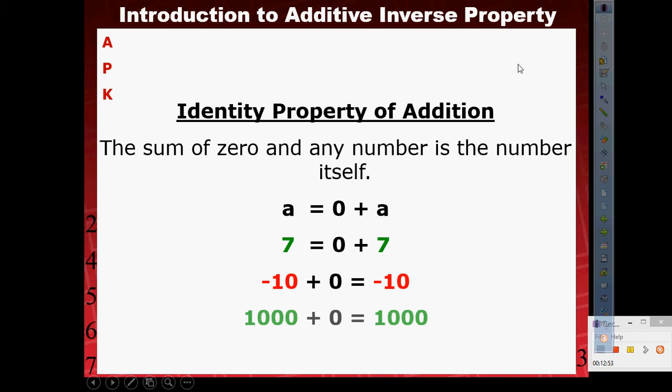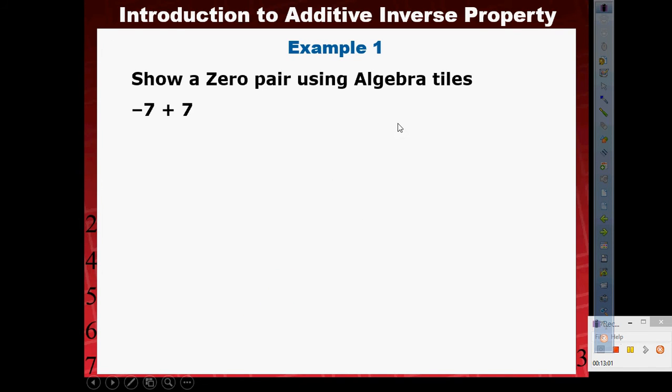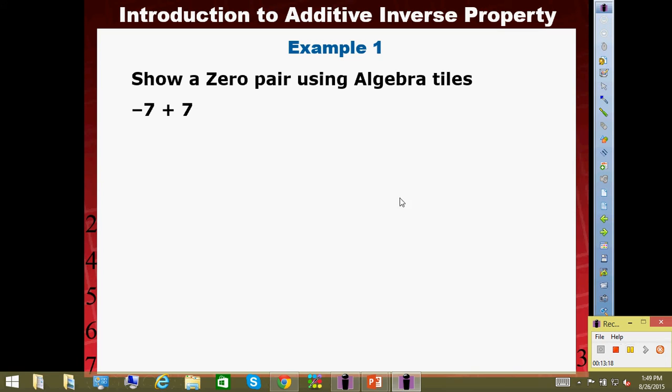Okay? So with that said, underneath the Frayer model, copy this example down, please. You have about 7 lines underneath that Frayer model, right? Copy example 1, and it says, show a 0 pair using algebra tiles, negative 7 plus 7. Copy that, and then I'll show you what to do next. Okay, now that you copied this, we're going to do this one together. So now I'm going to switch to the camera so you guys can see exactly what I want you to do with the tiles. Okay?